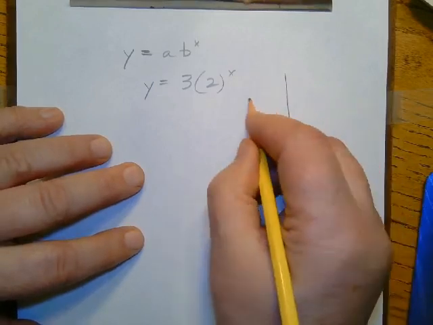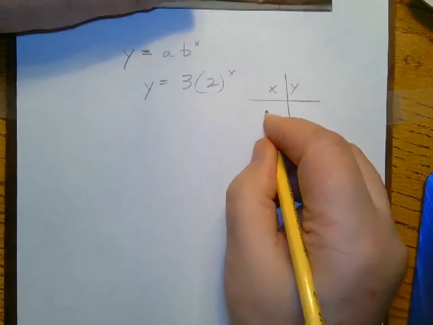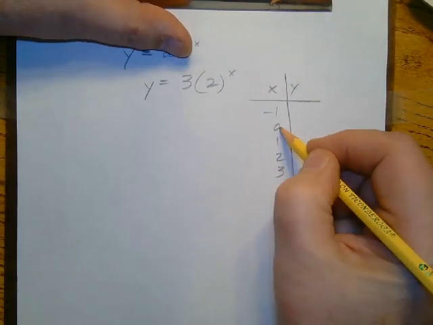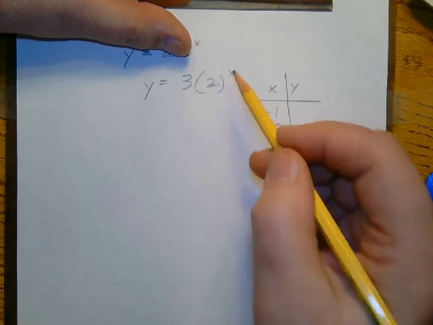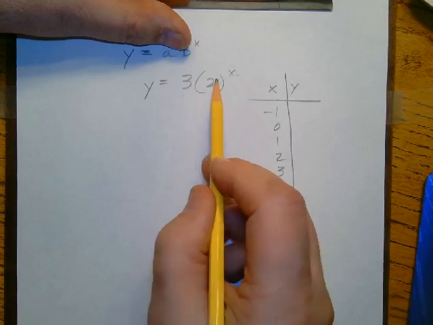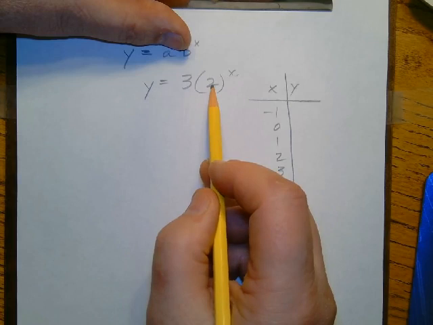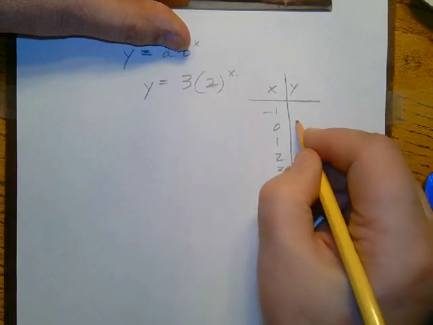Well, let's make a table of this, okay? And same thing will apply here. Let's go negative 1, 0, 1, 2, and 3. If x is 0, well, 2 to the 0. Notice I'm doing the exponent first because you can't multiply until after you've done exponents, order of operation. So don't go 3 times 2. 2 to the 0 is 1, times 3 is 3.